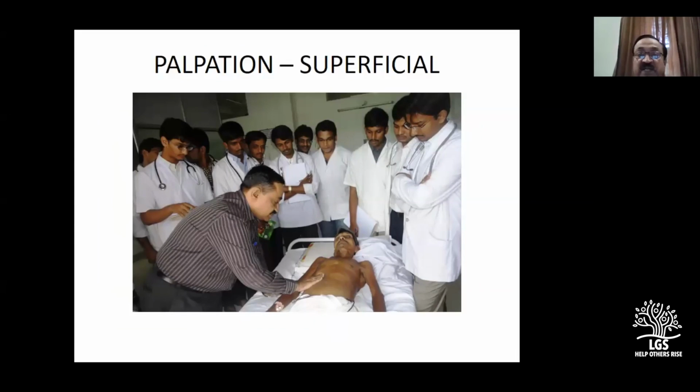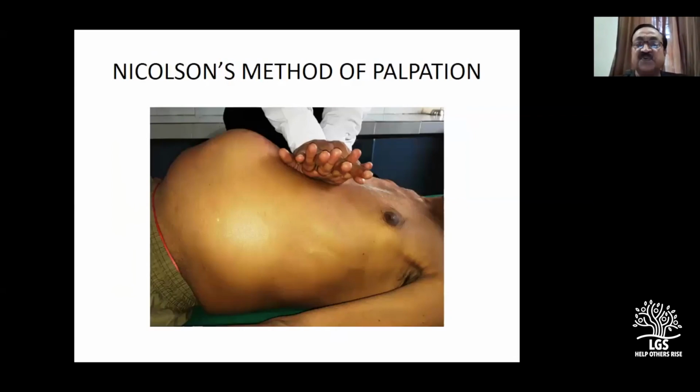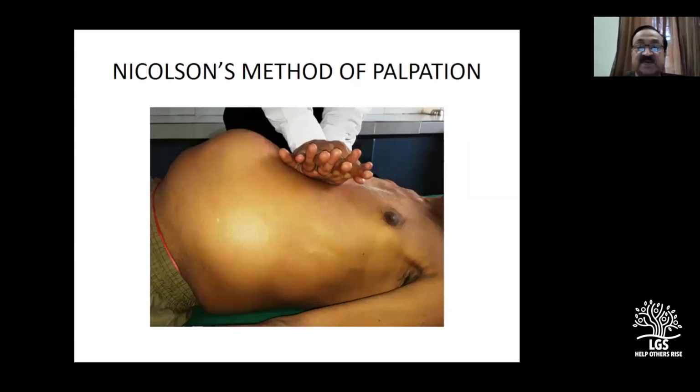No doubt you start with superficial palpation. This is done initially because sometimes you don't know, some tender area may be there, so you would like to avoid the tender area. When you have some fluid, portal hypertension, for example, there may be a little difficulty in even feeling the spleen, so you may have to do a dipping method so as to get the spleen as well as the liver.